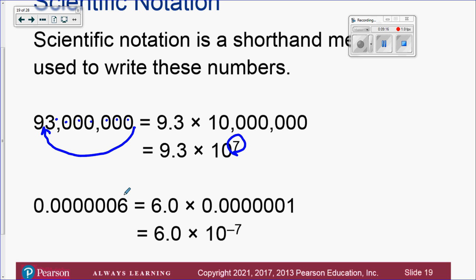When the number is really small like this, again, I want to make sure that the decimal goes back behind the 6 so that the number is between 1 and 10. Between 1 and 9, I should say. 1, 2, 3, 4, 5, 6, 7. And now it's negative. So when the number is really small, it has a negative exponent. Just ignore this 0. That's just a placeholder, but this really doesn't affect the number. Make sure you don't count it.